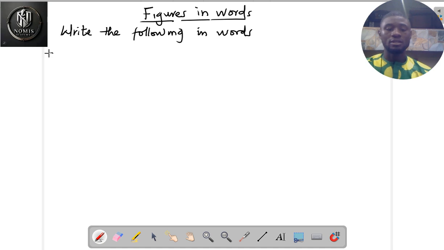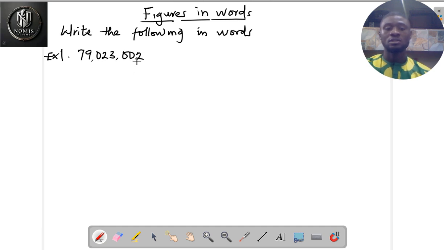So let's take the first example. Example number 1: 79,023,002. If you have not watched our videos on place value, you will need to go and watch them and get to understand how we are going to write this figure in words.